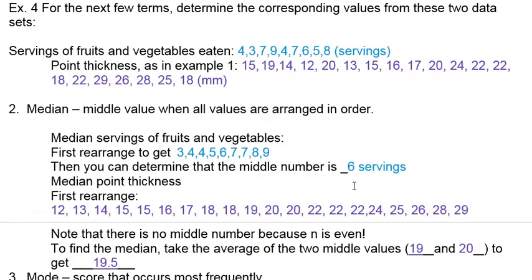So we have to deal with an odd set of numbers a little differently than we deal with an even set of numbers. Now, very often, if we have a really large data set, hundreds or thousands of numbers, those two middle points are going to be the exact same number, so it makes no difference.